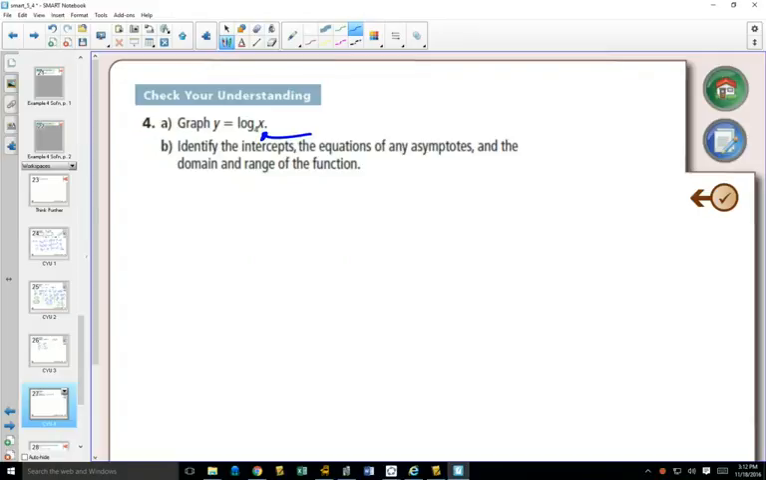Now at the beginning, when you're trying to think of what does a log graph look like, you're going to think about the same base with an exponential graph and do the inverse. So if I had a 4 to the x graph, I know that it looks like this. I know that it goes through 0, 1 and 1, 4. And I know that it has an asymptote at y equals 0.